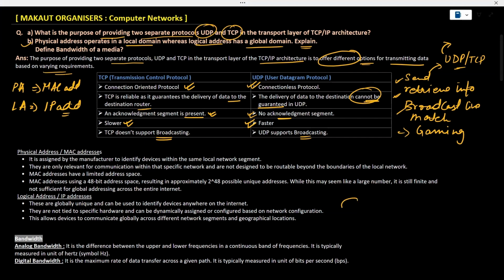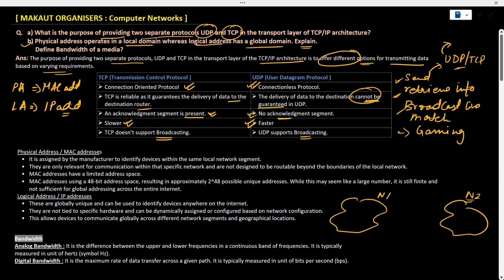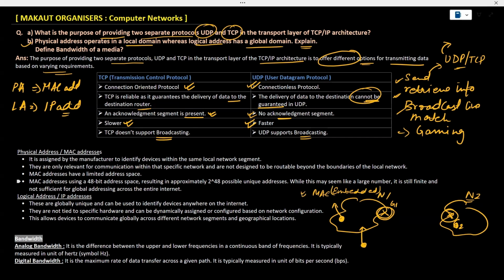So what happens? Suppose there are two networks, network 1 and network 2. Every network has a default gateway. Suppose this network has a gateway G1 and this network has a gateway G2. By default gateway, I mean, suppose there is a device which wants to connect to a network. Suppose this device is connected to network 1. Once this device is connected, every device has a unique MAC address which is embedded in the device. And once this device is connected to the network, it will be assigned a local IP address.